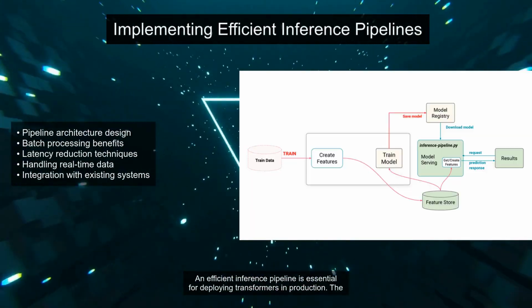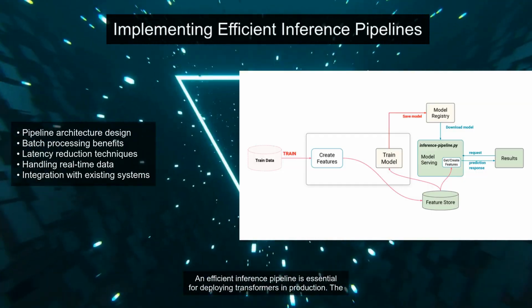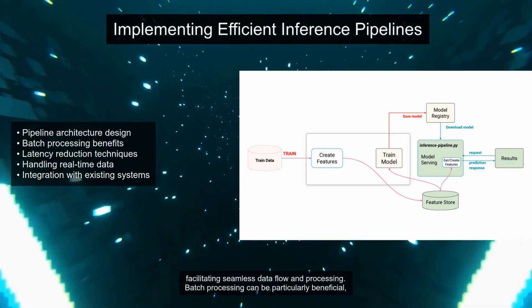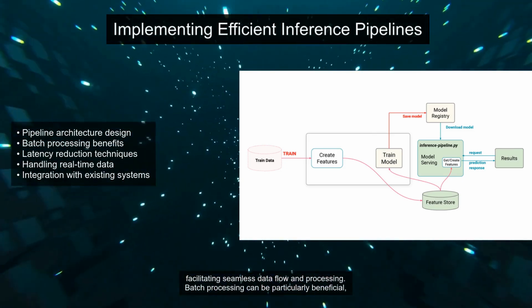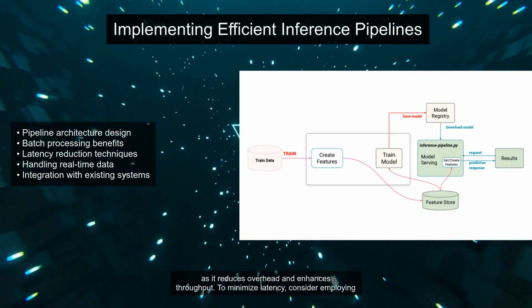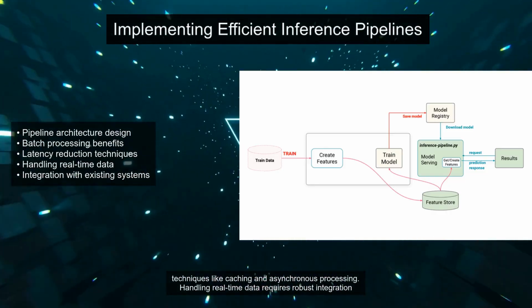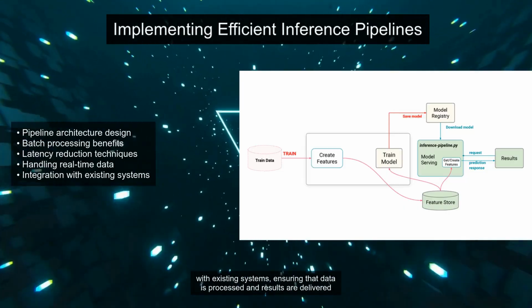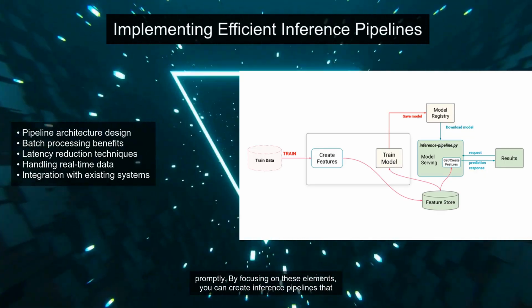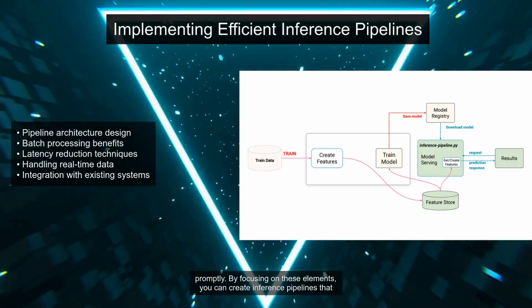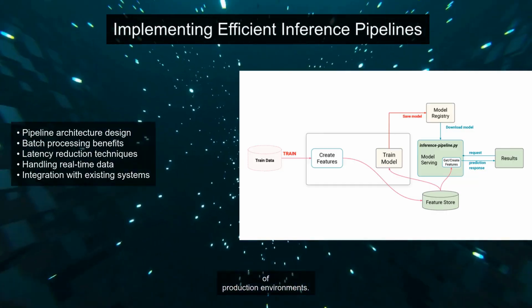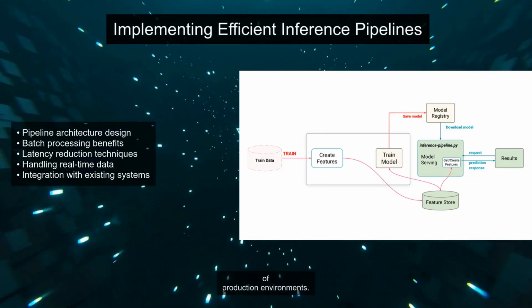An efficient inference pipeline is essential for deploying transformers in production. The design of your pipeline architecture can significantly impact performance, with well-designed systems facilitating seamless data flow and processing. Batch processing can be particularly beneficial, as it reduces overhead and enhances throughput. To minimize latency, consider employing techniques like caching and asynchronous processing. Handling real-time data requires robust integration with existing systems, ensuring that data is processed and results are delivered promptly. By focusing on these elements, you can create inference pipelines that are not only efficient but also scalable and reliable, meeting the demands of production environments.